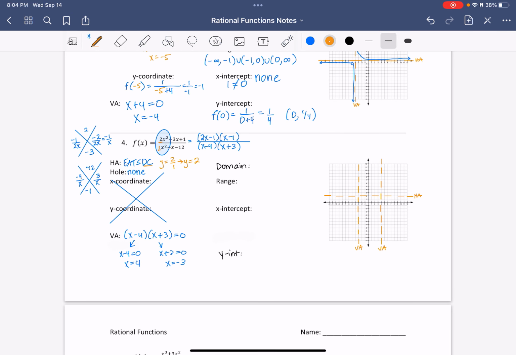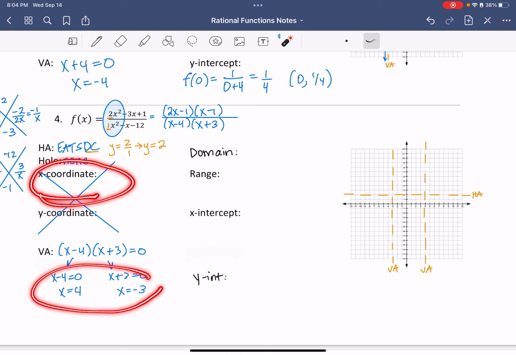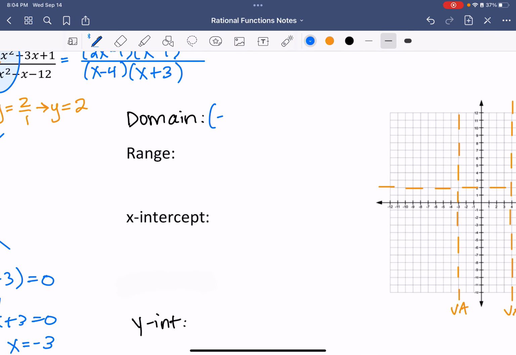Okay, moving on to the domain. So all real numbers except this x value and this x value. We don't have one of these, so don't worry about this one. But we do have two vertical asymptotes, so it's going to be all real numbers except -3 and +4. And remember, you have to do it from smallest to greatest. So all real numbers except -3 and +4. -infinity to -3, union -3 to 4, union 4 to infinity.